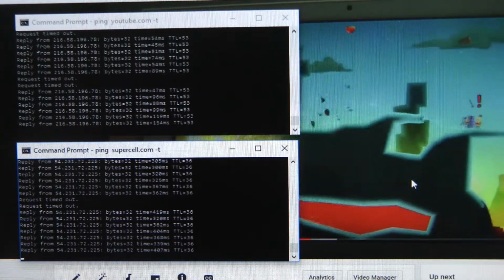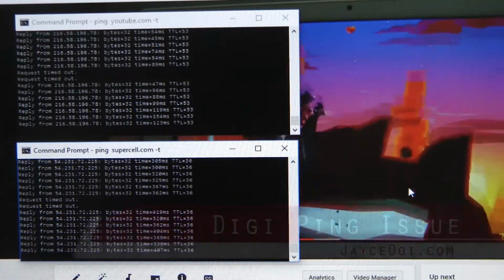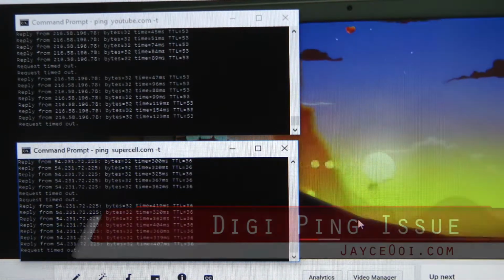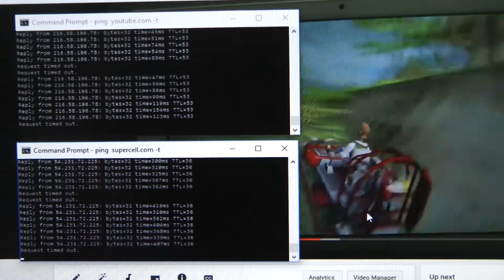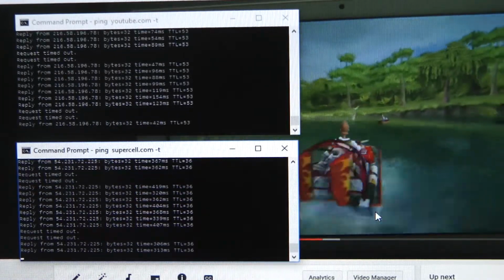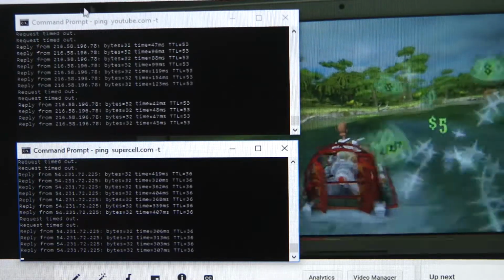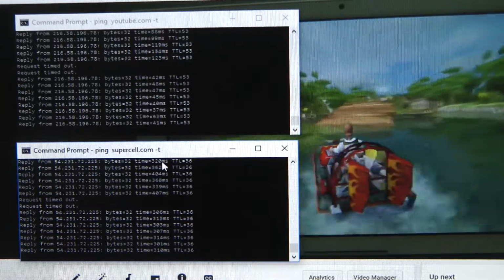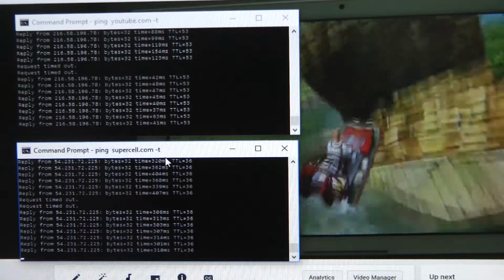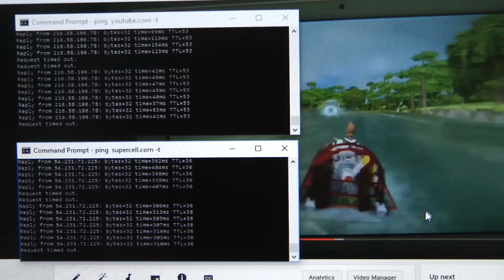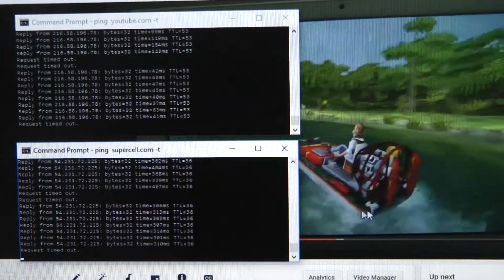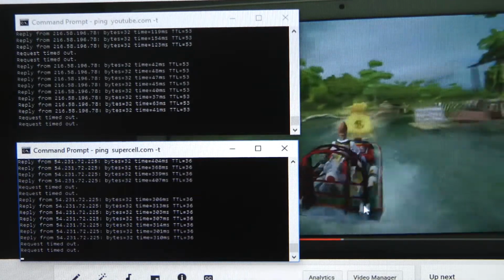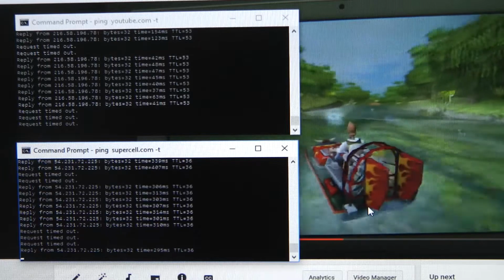Hi guys, here is an update on the YouTube buffering issue that I'm facing. As you can see, it seems like Digi connections face a lot of timeout issues. You can see the first one is a ping to YouTube, and the second one is supercell.com, where I play Clash Royale a lot. And as you can see, when there's a timeout, YouTube is not getting any buffer ahead, so you are facing a buffering issue right now.